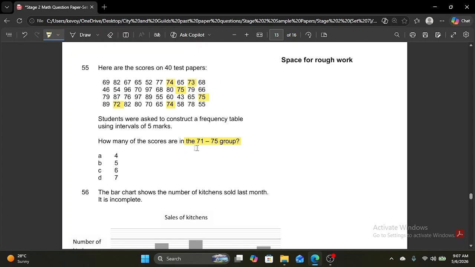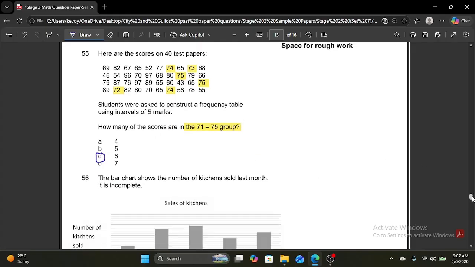So how many persons scored between 71 to 75? 1, 2, 3, 4, 5, 6. So the answer is 6. All right. So 6 persons. That's how many scores. That's the frequency. All right.